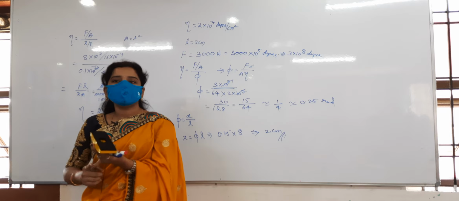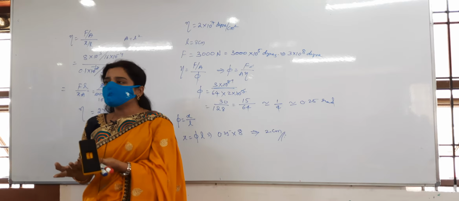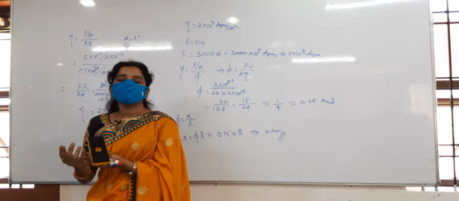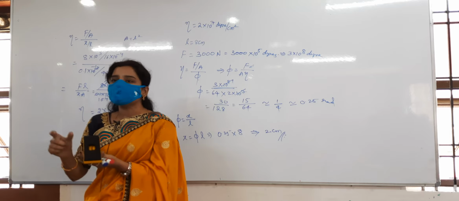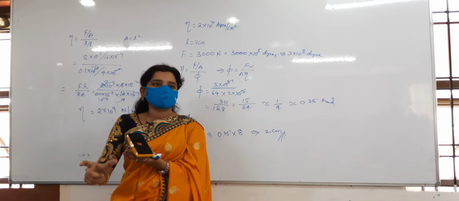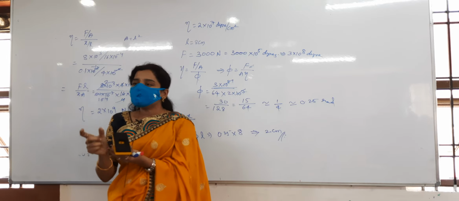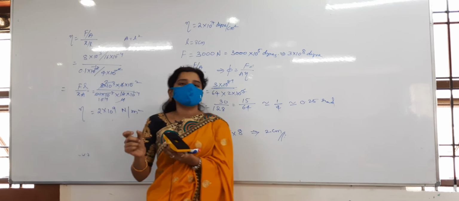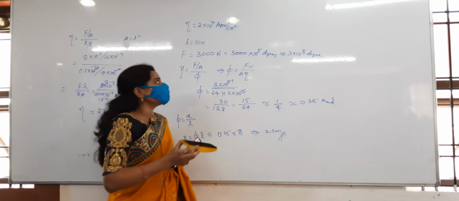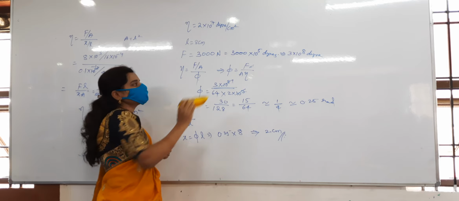Mass is how much? They said 300 kg. So g is 10. So what is the force you will get? 3000 newtons, the weight of a 300 kg mass. That is the main twisting line in this question. So the weight of a 300 kg mass means 3000 newtons. Everything is in CGS, so I will convert this also into CGS only.